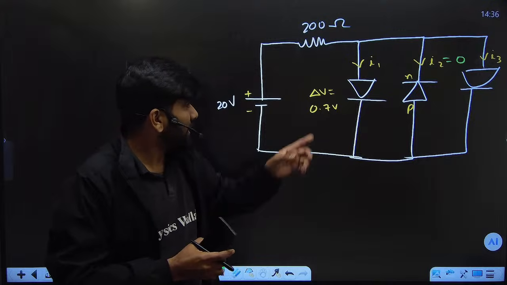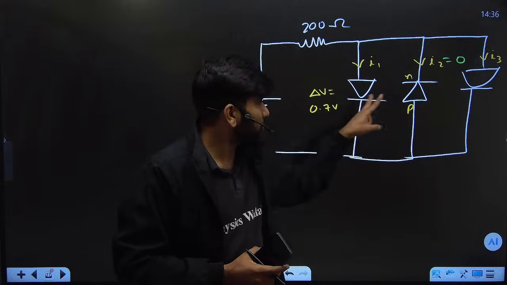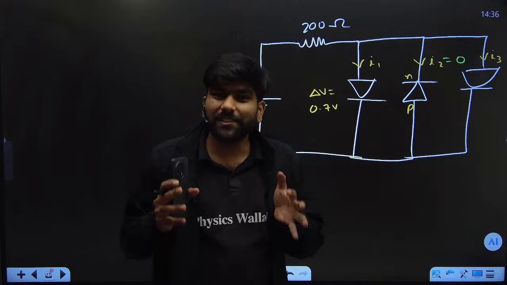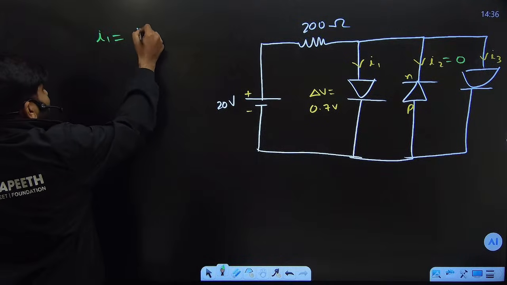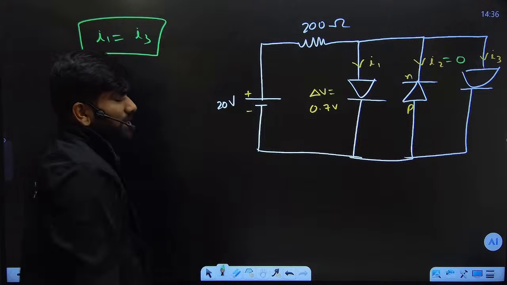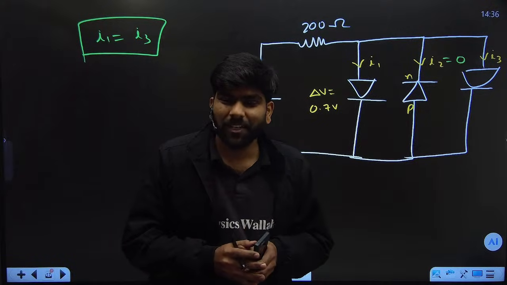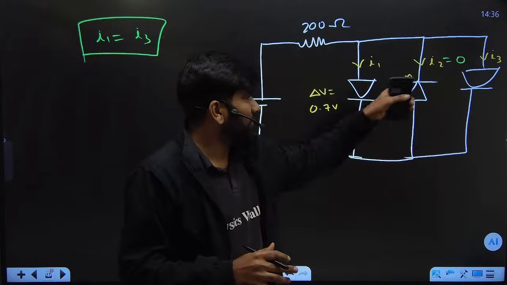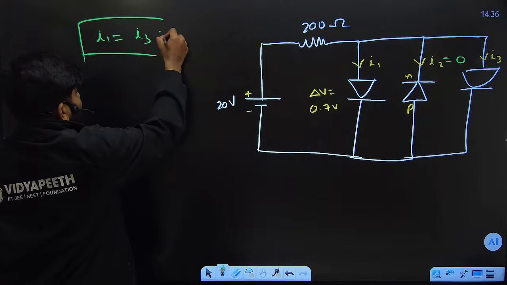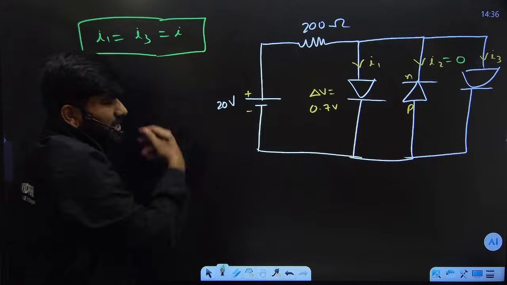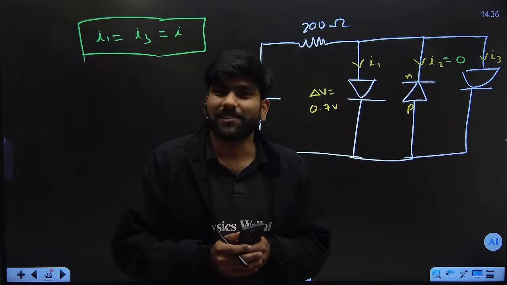Now talking about I1 and I3, since these two diodes are identical, we will say that the current I1 is going to be equal to I3 due to the symmetry of the two diodes. They are exactly identical. Now let's find out the current value of I1 and I3. Let's say I1 and I3 are same, and let's call them I. If we find I, our answer is there.